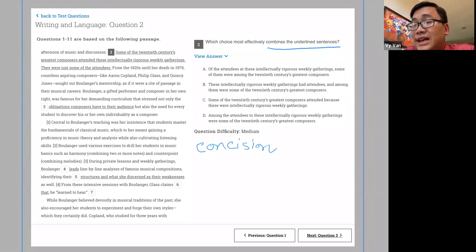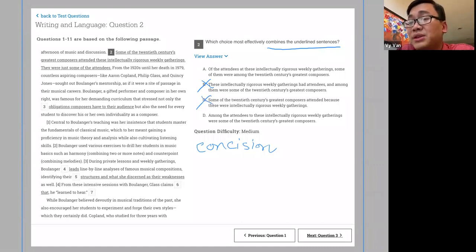B, these intellectually rigorous weekly gatherings had attendees. Now, this is a bad choice. The main idea is they don't want to talk about how the gatherings have attendees. They just want to say that some of the 20th century's greatest composers attended the gathering. So this altered the main idea of the sentence. C, some of the 20th century's greatest composers attended because, so here, again, this changed the meaning. So I think C is wrong.